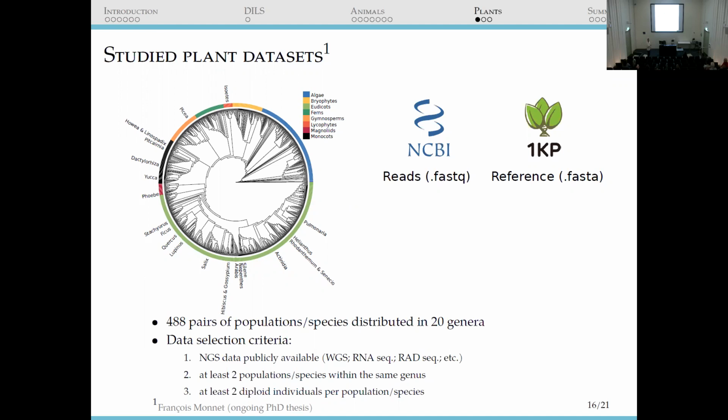Every time we downloaded the reads, we downloaded a reference from the 1KP project, the 1000 plant transcriptome project. We download the reads, we map the reads on the reference. So we apply the same SNP caller as the one used to call the SNPs for the animals, basically the same framework. And then we run the same model comparison, the same method. So it's quite comparable. The methods are the same between plants and animals.